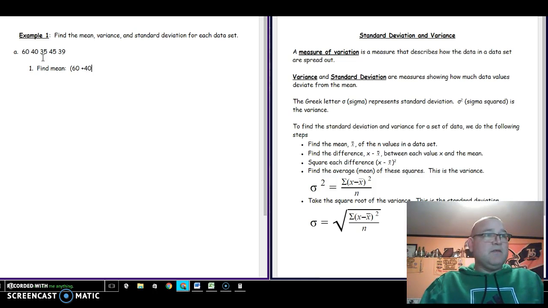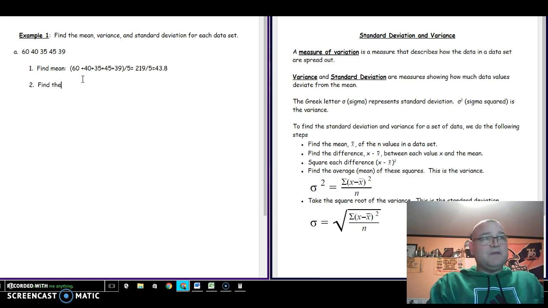The average of the data is going to be the sum of the data divided by 5. If I do this in my head, 60 plus 40 is 100, 45 and 35 make 80, that's 180, plus 39, that makes 219, so it's 219 divided by 5. Let me pull my calculator up here. Sorry about that, I didn't have it ready. 219 divided by 5 gives me an average of 43.8. As you can see from the second screen on the right, that's the first thing we have to do.